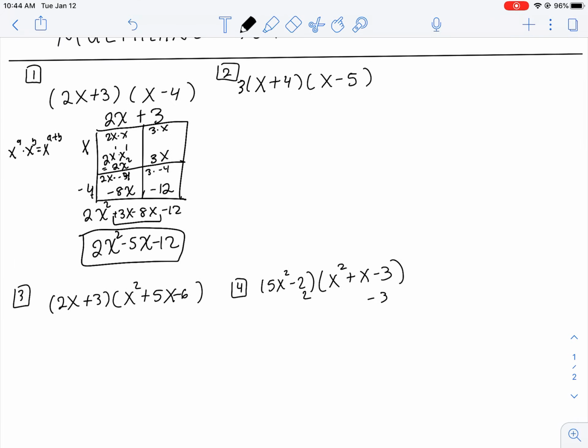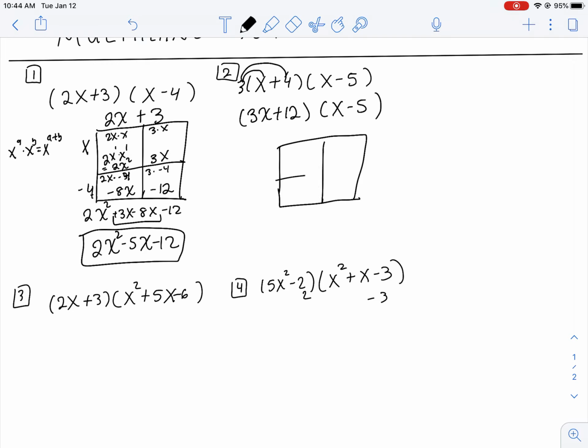Okay? Now again, on number 2, there's a number on the outside. So I'm going to distribute that in first before I multiply. So 3 times x is 3x, and 3 times 4 is 12. And now we'll do the same thing that we did before: 3x plus 12, x minus 5.